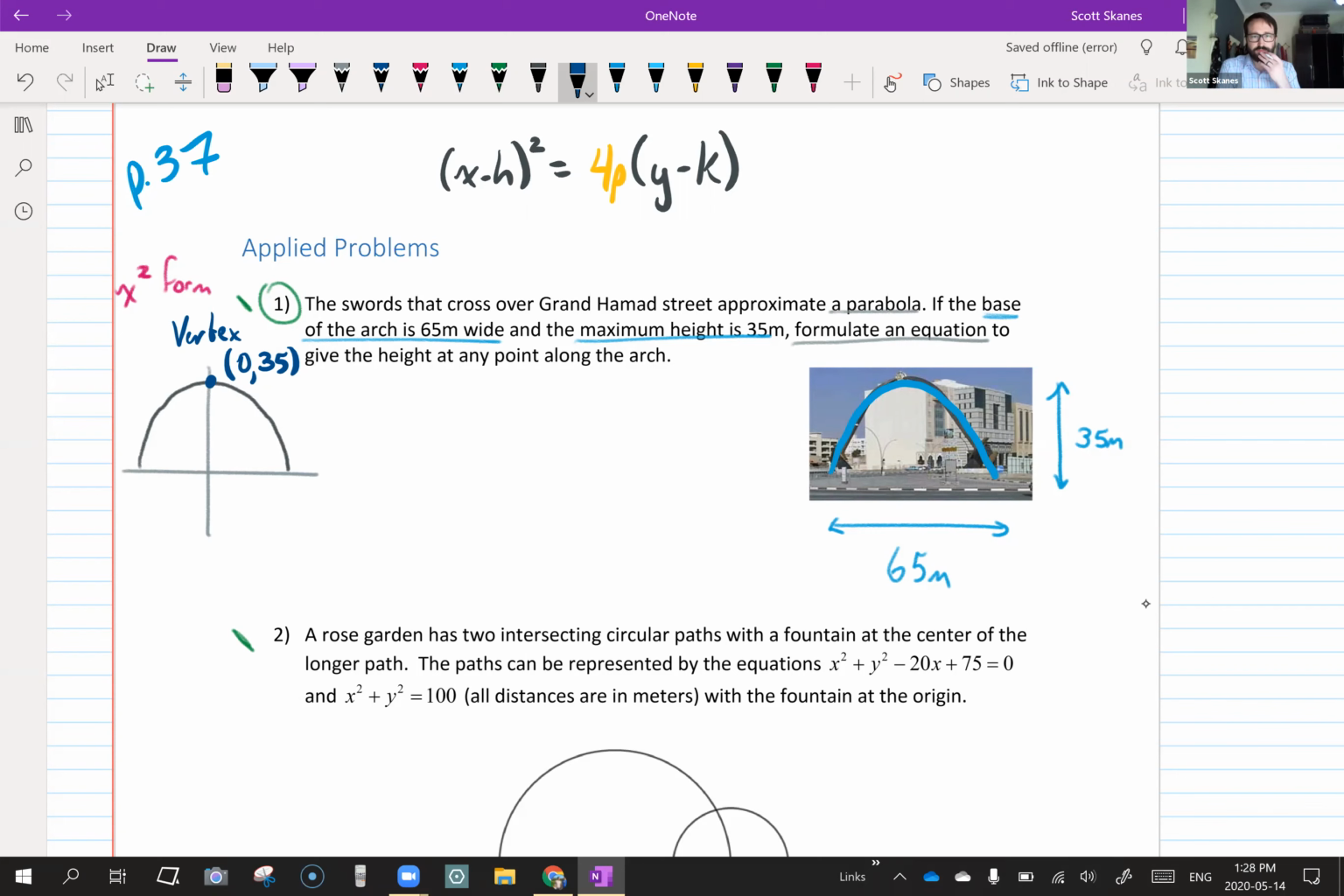What else do we know? Someone tell me. I haven't used this information yet. I'll help you along. This entire distance is 65 meters. So can we say what these points might be? Anybody alive out there? Or are you all studying as quickly and as hard as possible for the assignment?